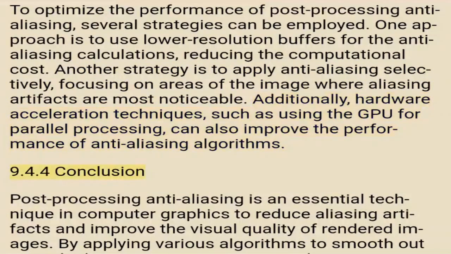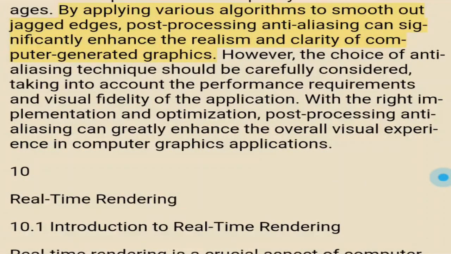9.4.4 Conclusion. Post-processing anti-aliasing is an essential technique in computer graphics to reduce aliasing artifacts and improve the visual quality of rendered images. By applying various algorithms to smooth out jagged edges, post-processing anti-aliasing can significantly enhance the realism and clarity of computer-generated graphics. However, the choice of anti-aliasing technique should be carefully considered, taking into account the performance requirements and visual fidelity of the application. With the right implementation and optimization, post-processing anti-aliasing can greatly enhance the overall visual experience in computer graphics applications.